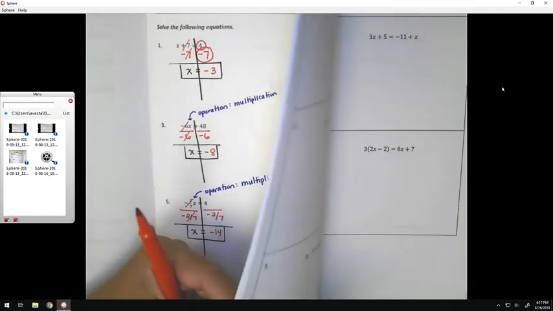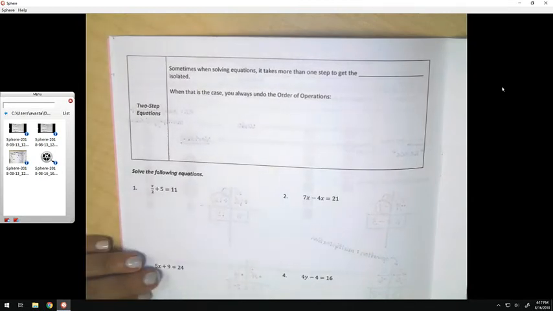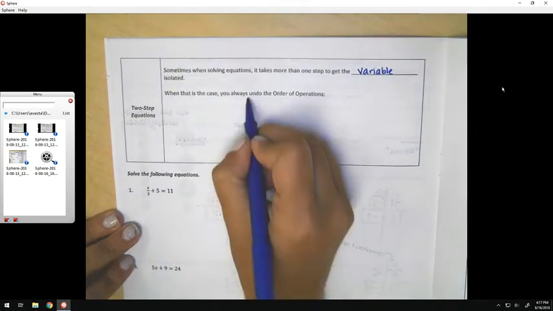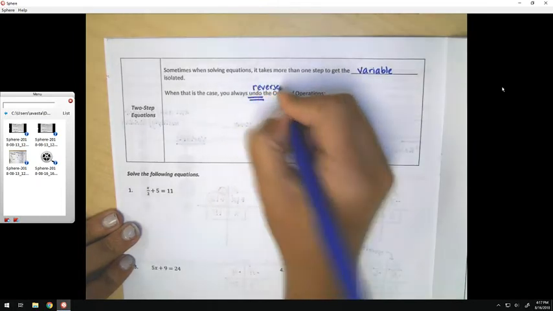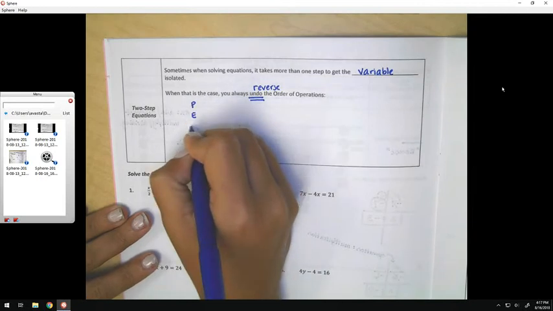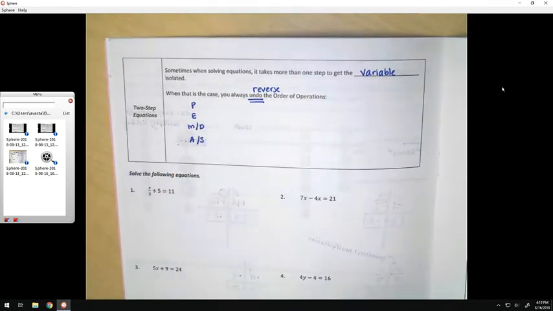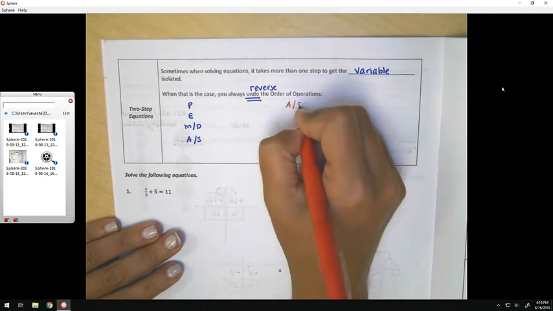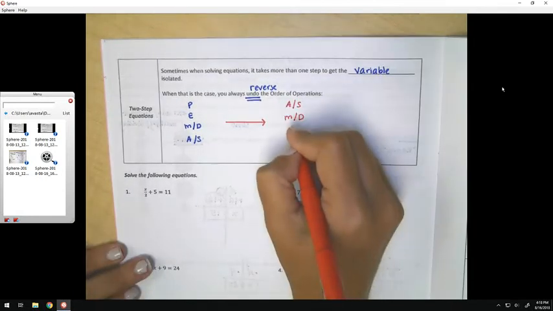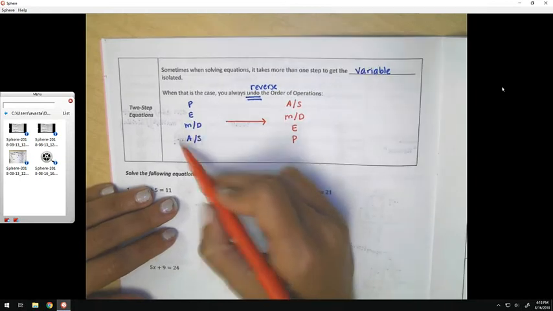On the next page, what we're going to do is look at some equations that involve more than one step for solving. So sometimes when we're solving an equation, it takes more than one step to get the variable isolated. When we are doing this, we always need to undo or reverse the order of operations. So as a review, the order of operations is usually parentheses, exponents, multiplication and division, then addition and subtraction. When we're trying to undo this, we're going to start by undoing the addition and subtraction, then undo the multiplication and division, then deal with the exponents and the parentheses. So we're just going in the opposite order. We're switching this order and going backwards.